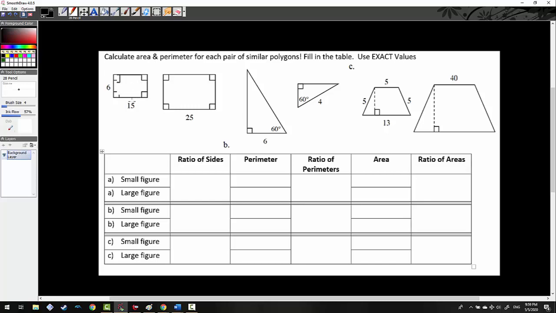We'll be working with three figures here: the rectangles, the triangles, and the trapezoids. And we're going to be determining the ratio of the sides, the perimeters, the ratio of the perimeters, the areas, and then the ratio of areas. By the time we're done with Part C, I'm hoping you'll be able to come up with a generalization about how ratios of sides to perimeters to areas are all workable in these problems.